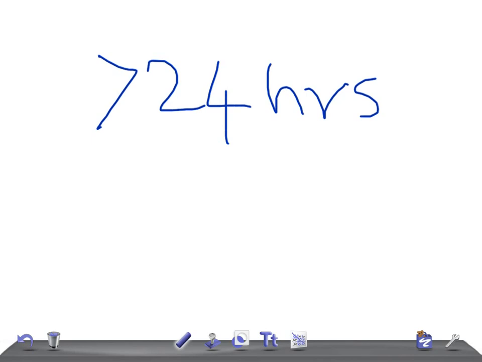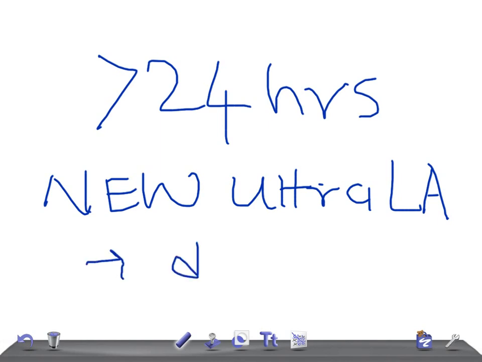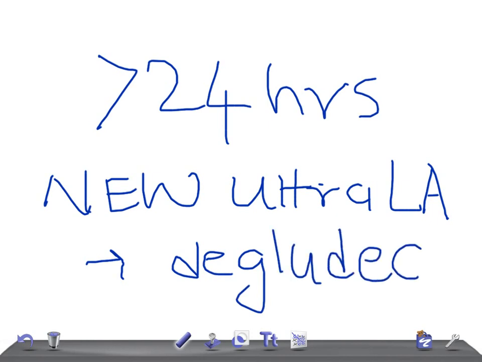Then we have another one, the new ultra long acting insulin. An example is insulin degludec, which has a duration of action up to 42 hours. Remember, these are called the new ultra long acting insulins. So this is really very important.